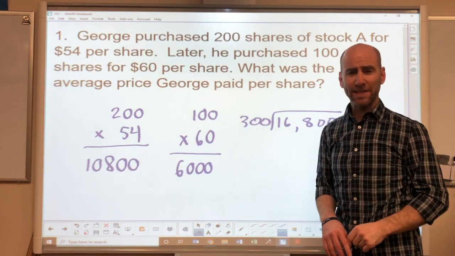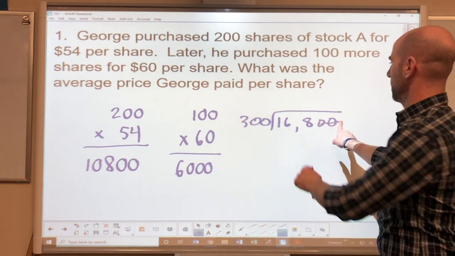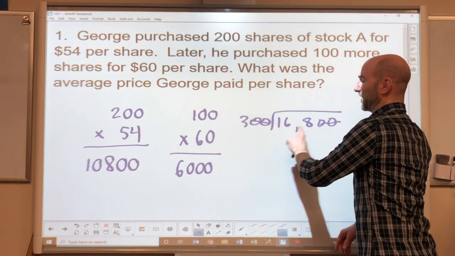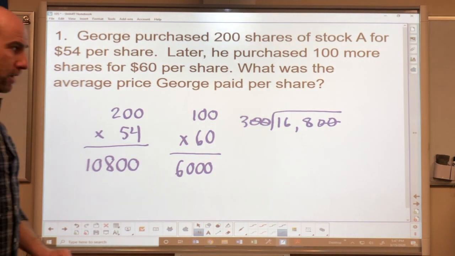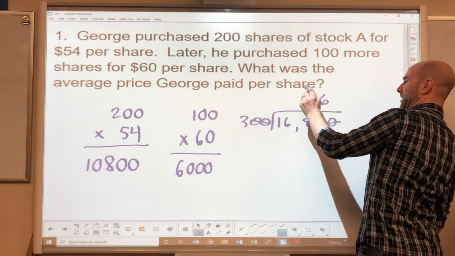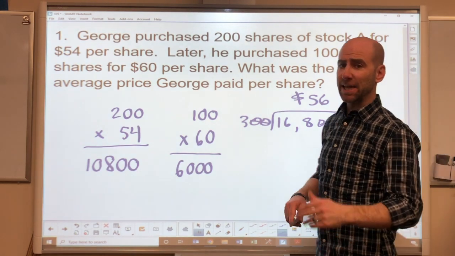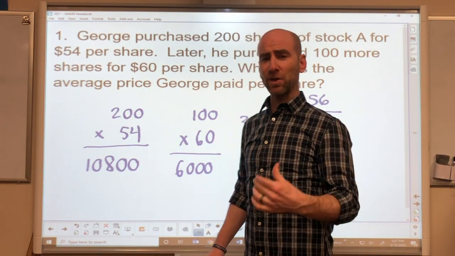That's how you calculate compound averages. Drop the zeros here, drop the zeros there, and then all you have now is 168 divided by 3. Our answer is $56 per share. Again, I'm going to continue reminding you, pause, go back if I lost you, and take a look again.